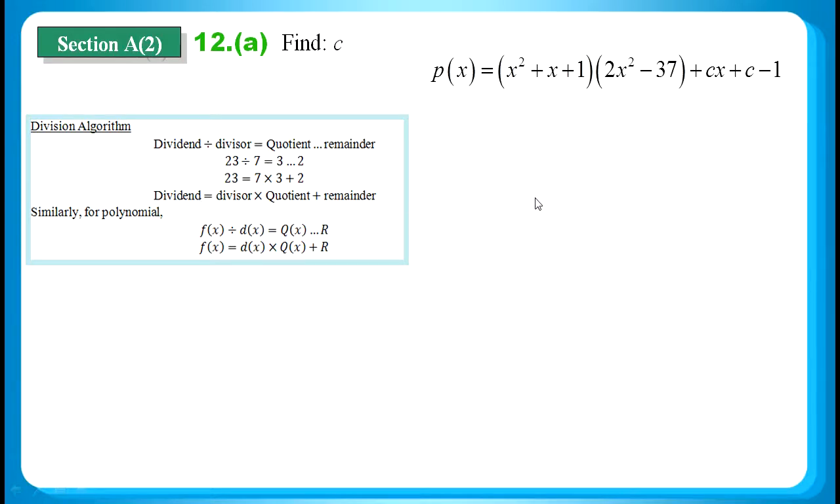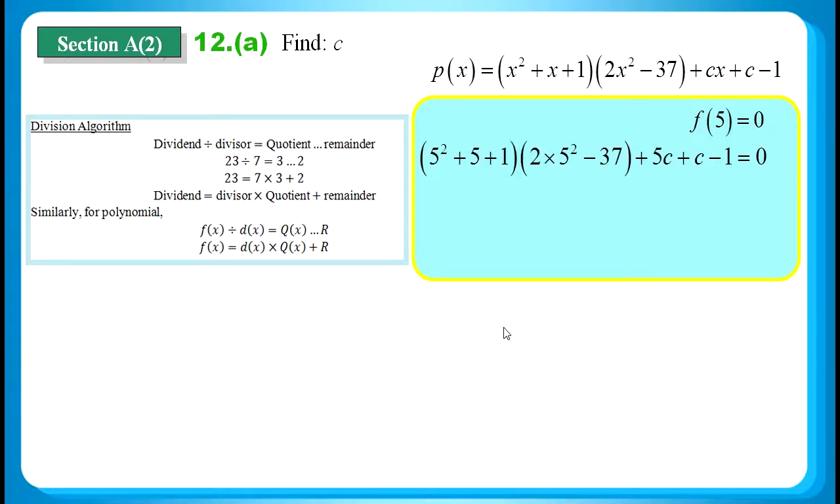The first thing is we need to find c, and we also have the information that P(x) is divisible by x minus 5. When we set x minus 5 to 0, we have x equals 5, and when we plug it into the polynomial, we will have the remainder 0. Then we set the equation, and we can calculate c. At the end of the day, c is minus 67.